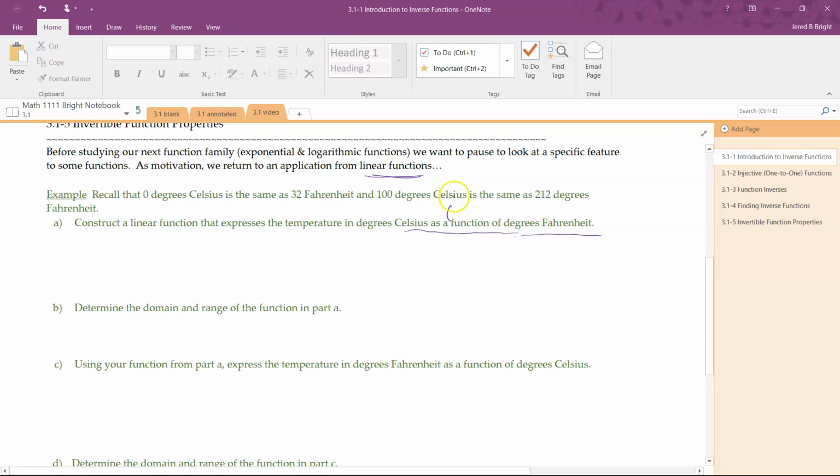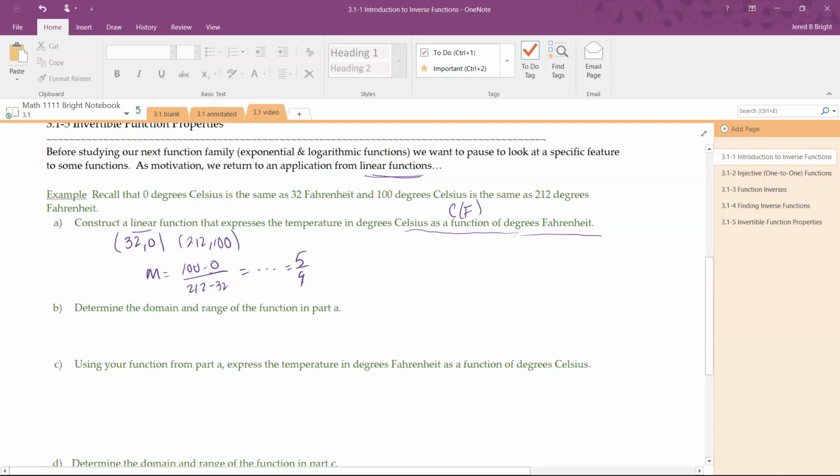So that means we're going to write a function where formally we would write this as C of f. The independent variable is f, the dependent variable is c. We're treating f as like our x coordinate, so we'd have (32, 0) and (212, 100), and if it is a linear function, we can find a slope. So 100 minus 0 over 212 minus 32, and we end up getting 5/9, if you fully simplify it.